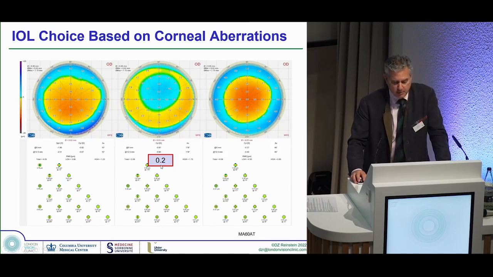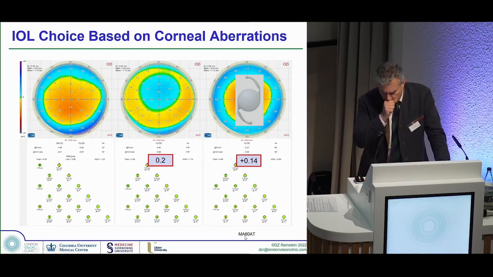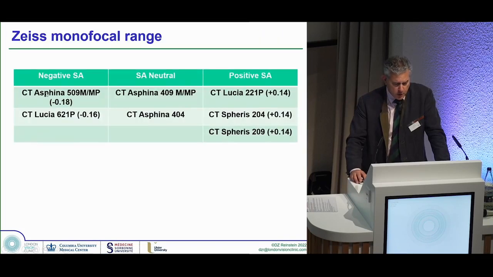Now the cornea has plus 0.2. So now what are we going to use? An MA60AT, because it has a lot of positive spherical aberration, like the straight Alcon foldable, pushing the spherical aberration up to 3.34.